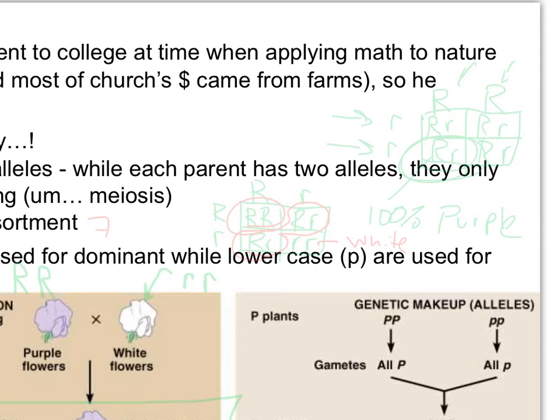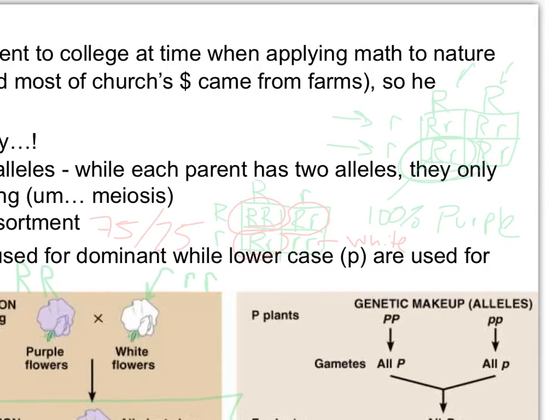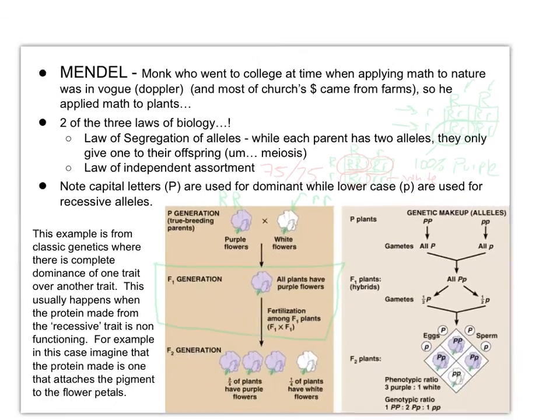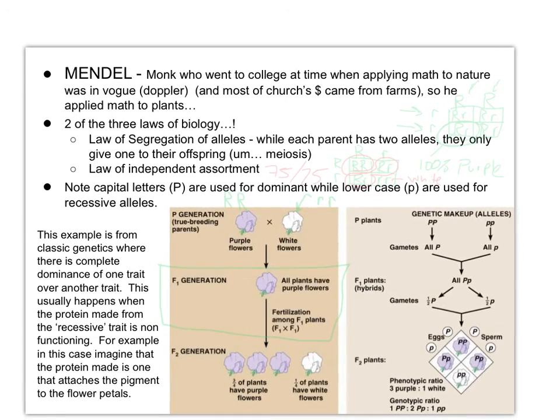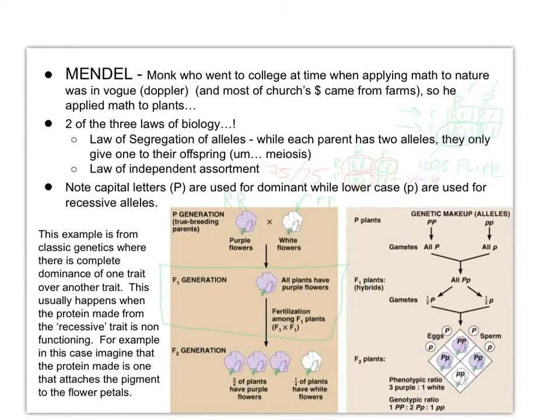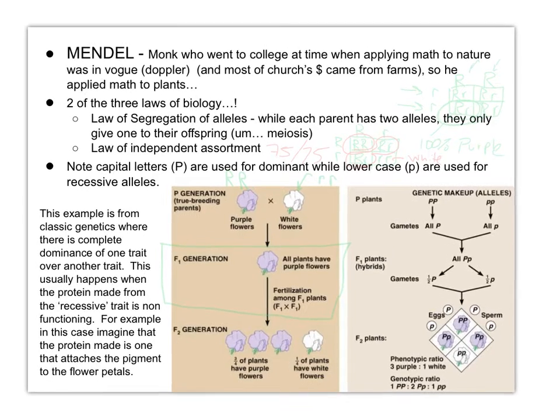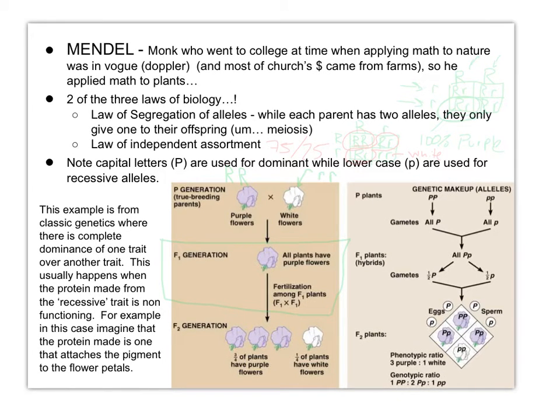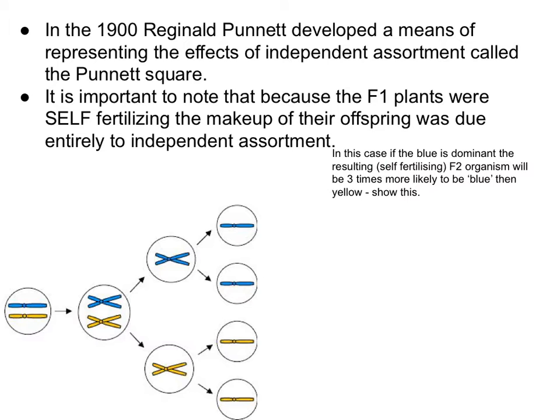So that's a 75-25 phenotypic ratio. And these are the things that Mendel found. The reason we call it classic genetics is because this is where he was at. Mendel was identifying all of this. He knew that there was inheritance, and so this is a law of inheritance that he was trying to discuss.